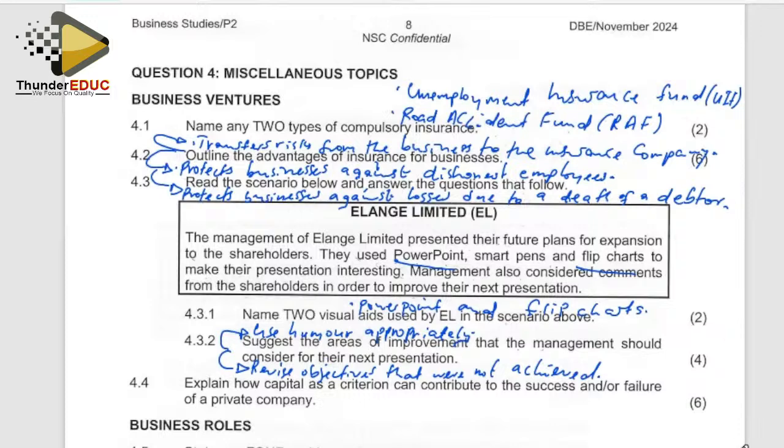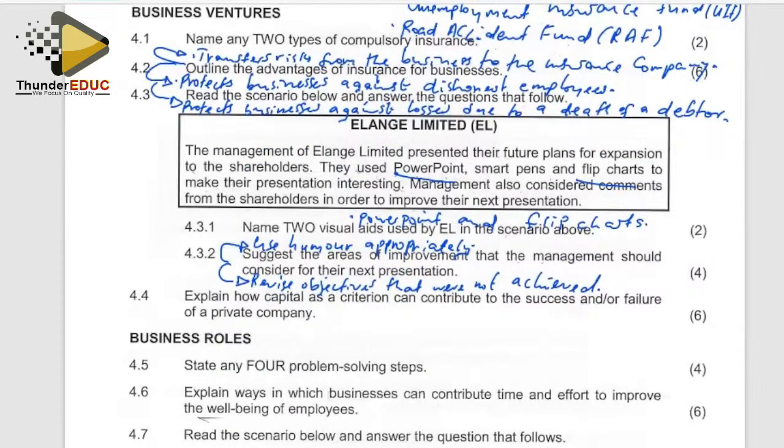Okay, right. So now let's move on to 4.4. Explain how capital as a criterion can actually contribute to the success and failure of a company. So now let's check for success as well as failure. For success, a large amount of capital can be raised since there is no limit on the number of shareholders. That will be the success of a private company. But when it comes to failure, restrictions on transferability of shares may not attract financially strong investors.